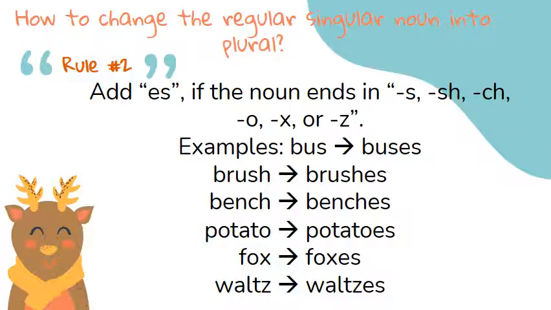Rule number 2 says you have to add es, but when? If the noun ends in s, sh, ch, o, x, or z. So if you have a regular singular noun, it follows the rule, but it ends with s, sh, ch, o, x, or z, you have to add es, not just s. Example: bus, buses, brush, brushes, bench, benches, potato, potatoes, fox, foxes, waltz, waltzes. So you see, all of these nouns end with s, sh, ch, o, x, or z, and they follow the rule, so they have to take es instead of only s.